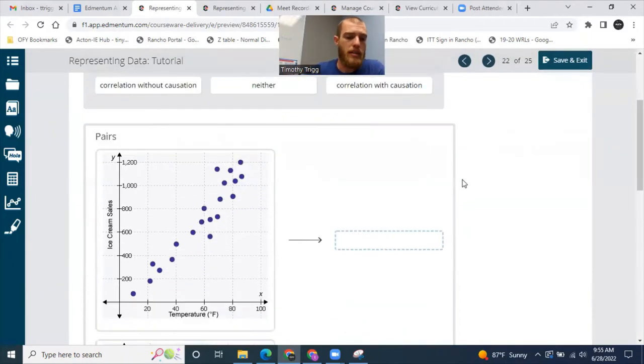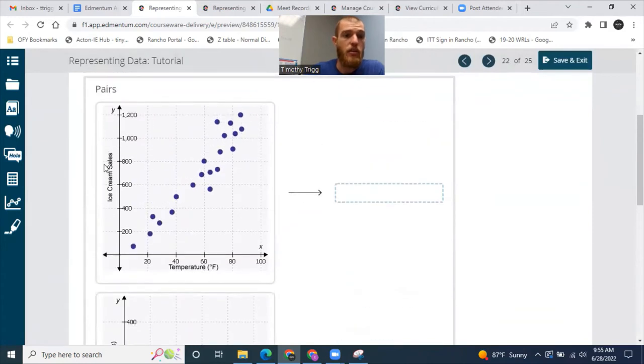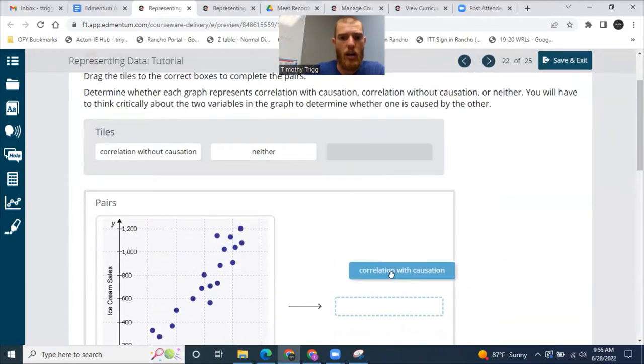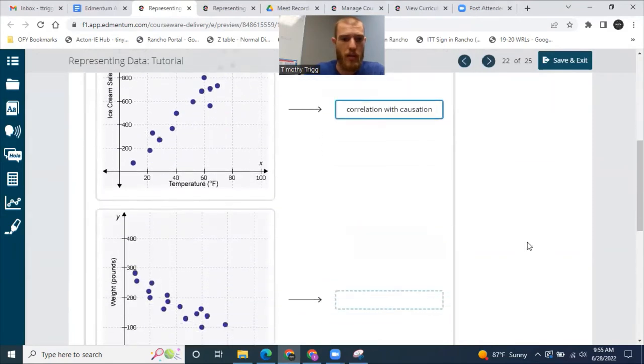So let's look at these examples here. One of these will be correlation without causation. One will be neither correlation nor causation. And then the other one will be correlation with causation. So let's see, this first one talks about ice cream sales and temperature. So does temperature cause more ice cream sales? Well, I would think that that's causation, right? There's clearly a correlation. Let's go ahead and say that that is causation. In other words, the temperature causes more ice cream sales.